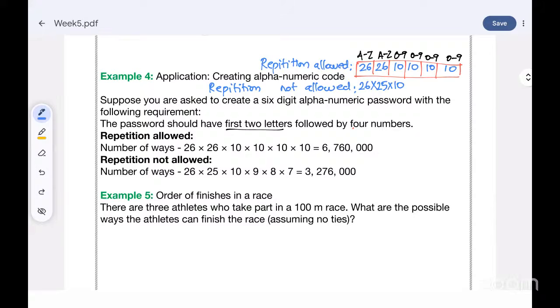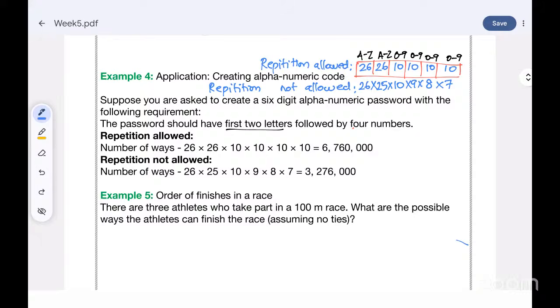For the second number, one number is reduced, so 9. And then for the third, another number is reduced, 8. And then for the fourth, 7. So this is what happens when you have to choose without repeating any letters or numbers under the required conditions. So this example is also clear, right?